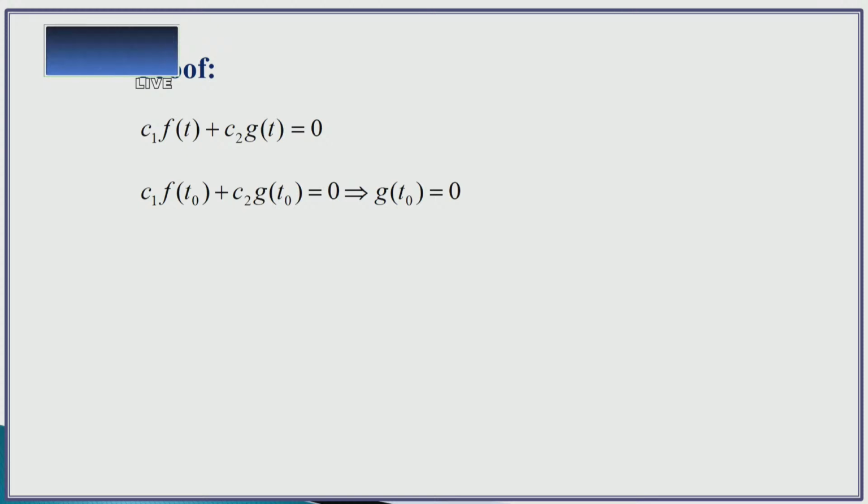Now we have assumed that f is 0 at a point t0. If we put the point in the equation, we get C1 into 0 plus C2 into g of t0 equals 0. But we have already shown that C1 and C2 are both non-zero, so g of t0 equals 0. This ends the proof.